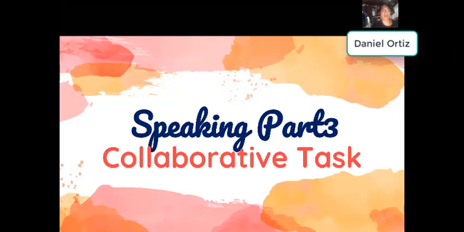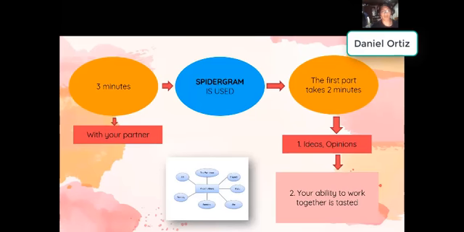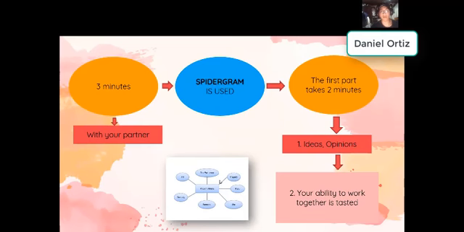Okay, good morning everyone. Today I'm going to talk about speaking part 3, the collaborative task. In this part, you will be working with your partner for 3 minutes using a spidergram. If you don't know what a spidergram is, you can see it in this part. So this is a spidergram. Moreover, the first part of the task takes 2 minutes discussing ideas and giving opinions based on the question and notes on the spidergram. And then there is 1 minute discussing and making a decision.